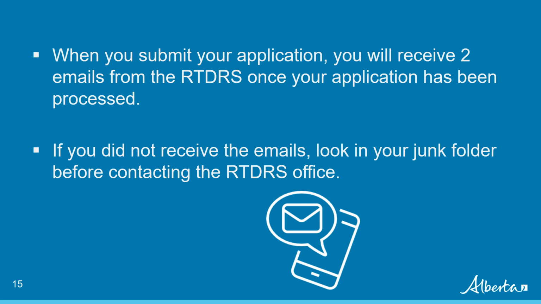You will receive 2 further emails from the RTDRS once your application has been processed. If you are concerned you may not have received these emails, look in your junk email folder before contacting the RTDRS office. The first email will include your filed application form and the notice of hearing, indicating the date and time of your hearing, along with instructions on how to serve the application package. The second email will include the declaration of service form, along with instructions on what to do with this document.